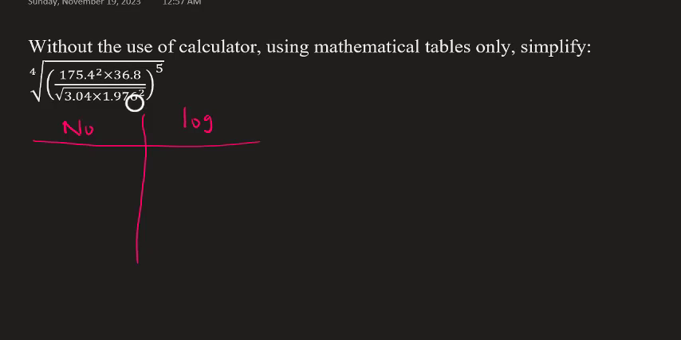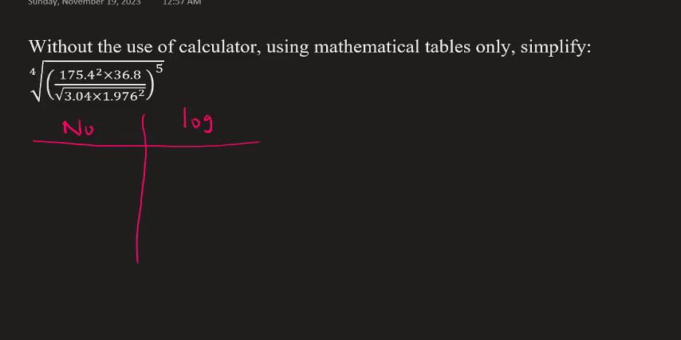Multiplication means you add. Division means you subtract. Then a power, like power of 5, means multiply by 5. Then a root, like fourth root, means divide by 4. So these are the techniques you should remember. Multiplication, you add. Division, you subtract. Power, you multiply. Then root, you divide.